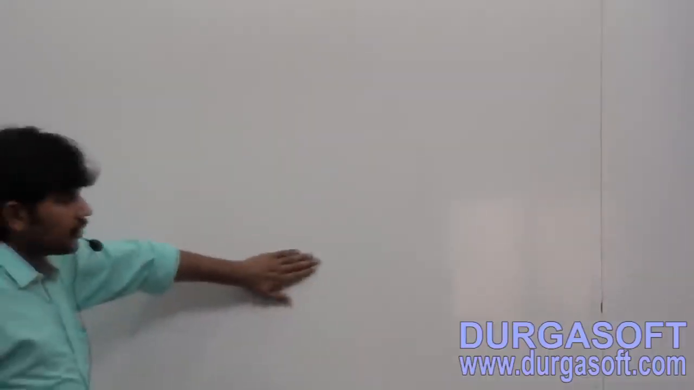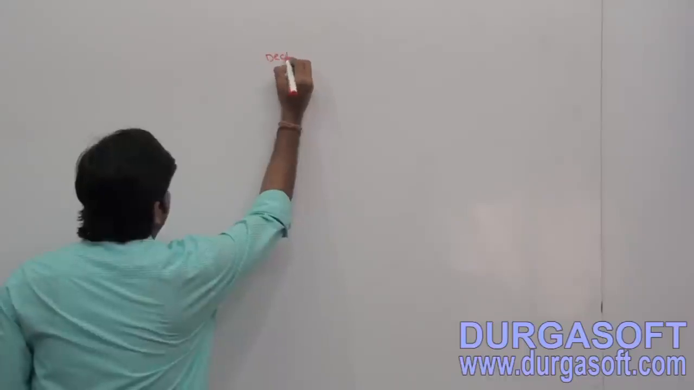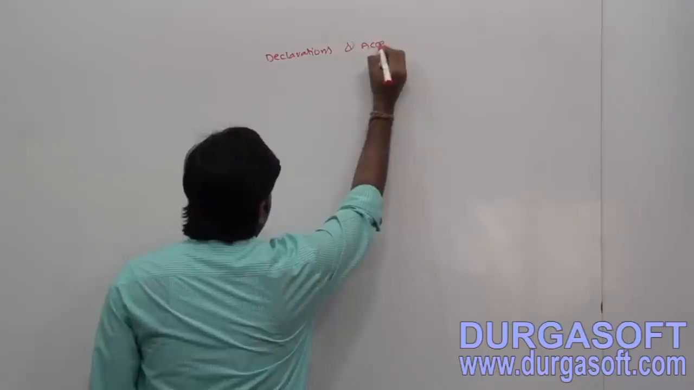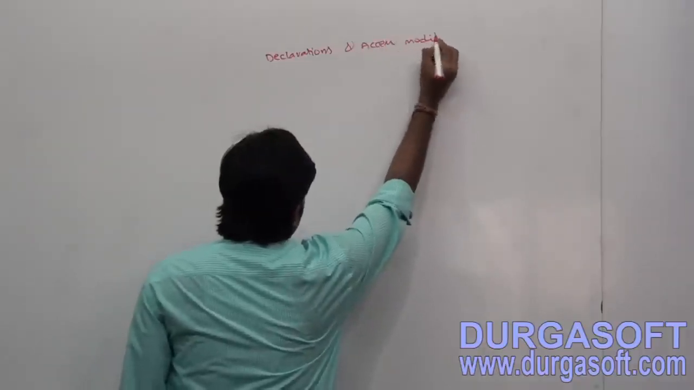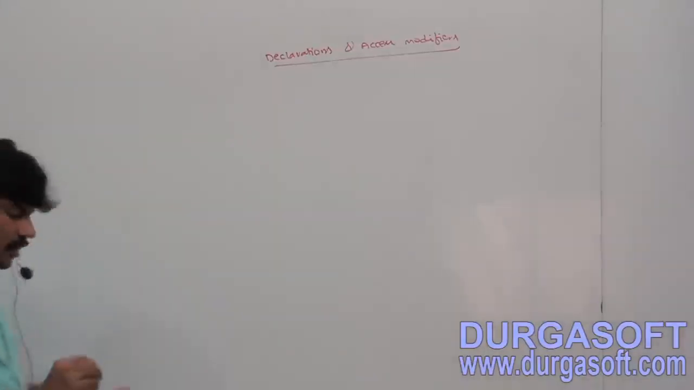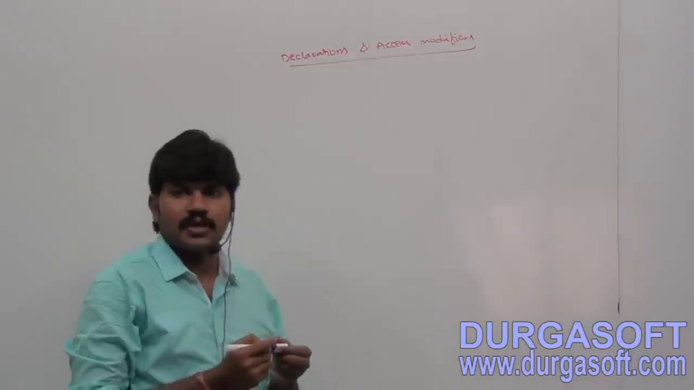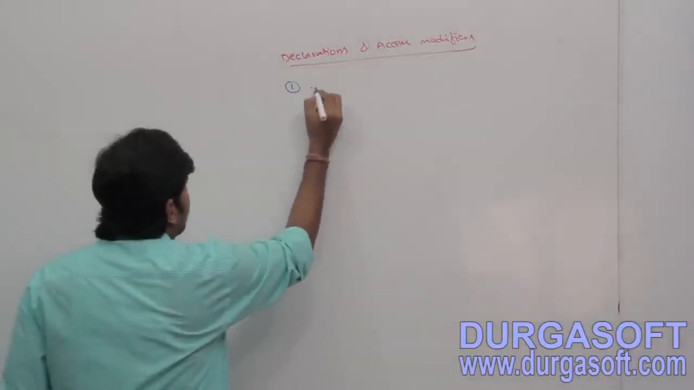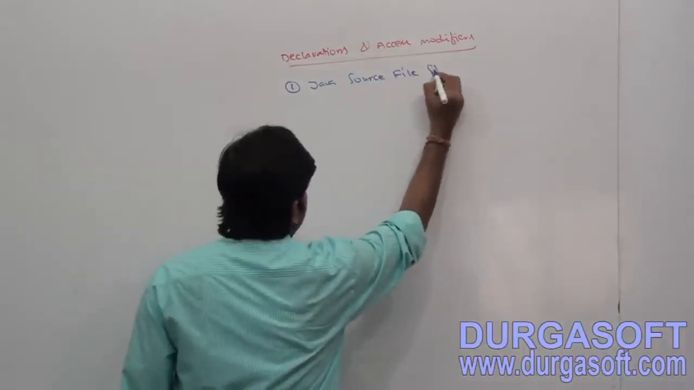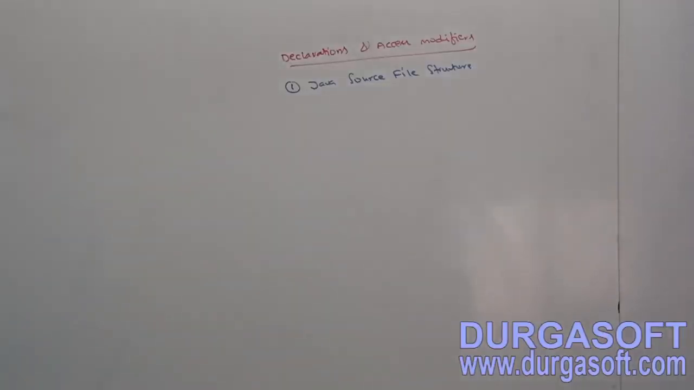So the next topic I have to discuss is declarations and access modifiers. In the first subtopic, we discuss Java source file structure.